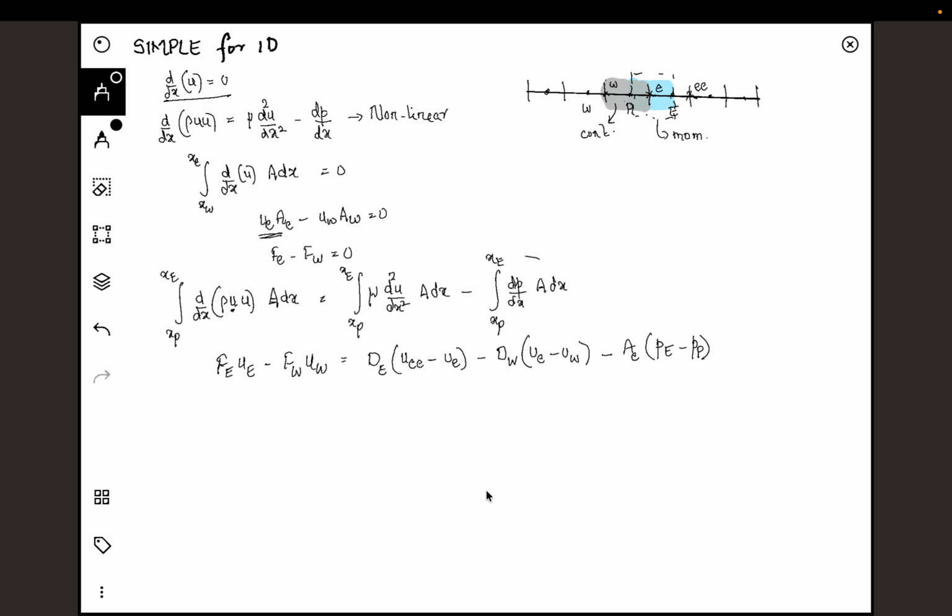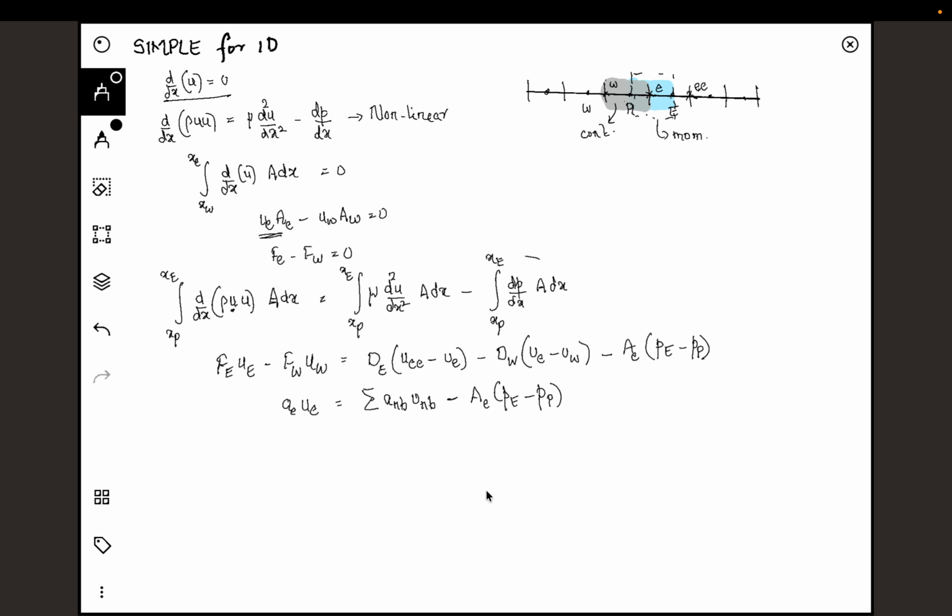Then again, depending on the different schemes we have, this F_e u_e can be written in different ways. If you use a central difference scheme, u_e will be the average of these two quantities, because u is stored at the face centers. If it is upwind, depending on the flow direction, it can be either this or this. When you consider all of that, we can eventually write this in a form where my current cell is E, so I'm writing a_E u_E as the summation of this plus whatever pressure term we have here. So this is the equation we will be getting from this.